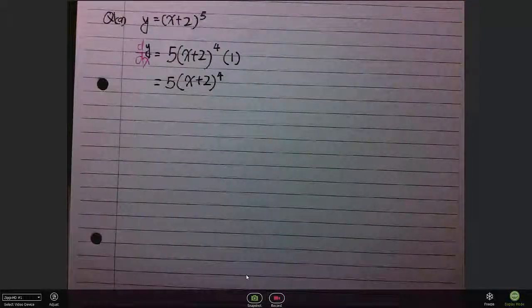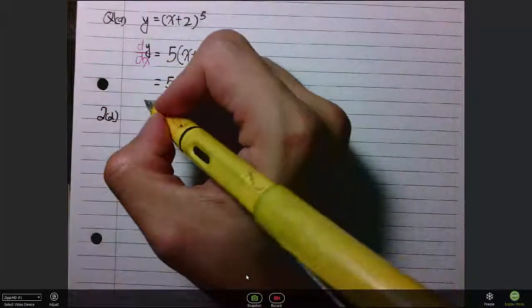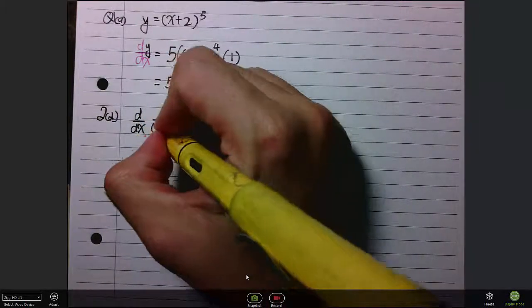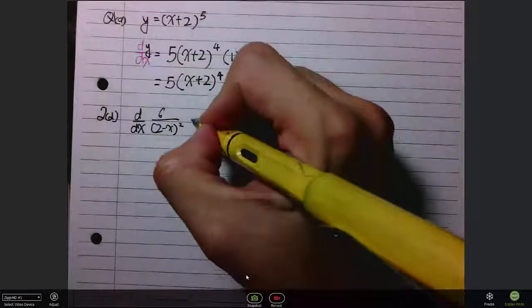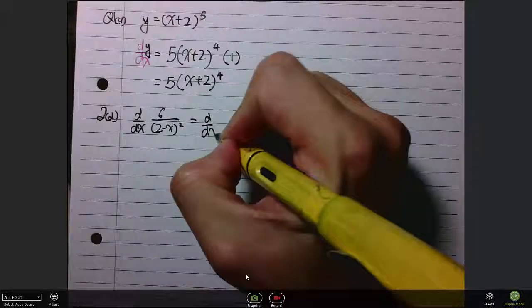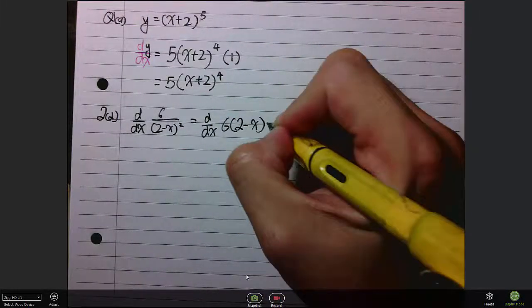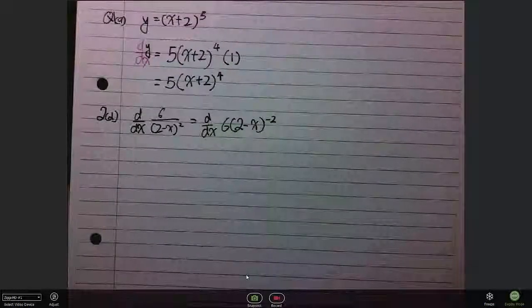Now the next one that we're going to do is 2d. 2d works like this. I have to differentiate with respect to x 6 divided by (2 minus x) squared. First thing I do, I rearrange my expression to get 6 times (2 minus x) to the power of negative 2. So I've expressed it in negative index form.